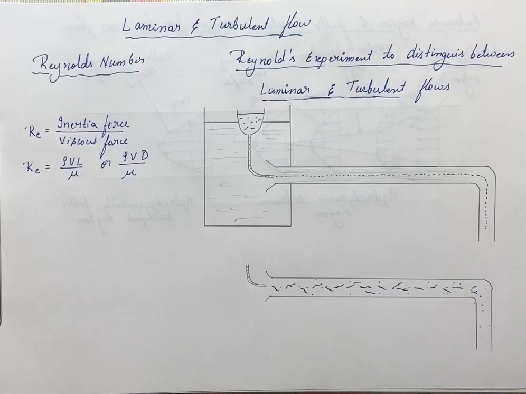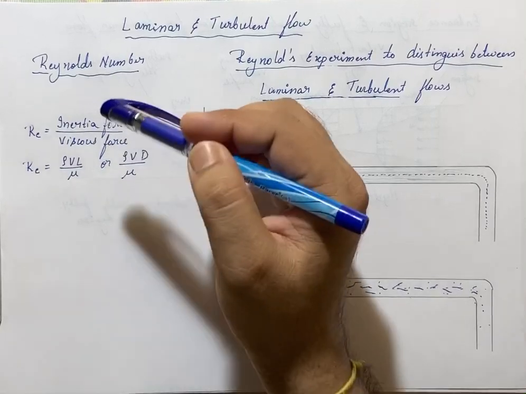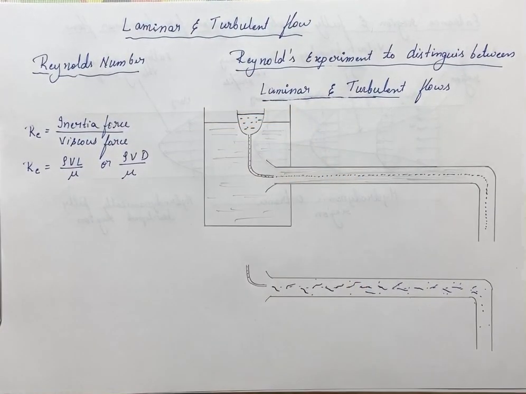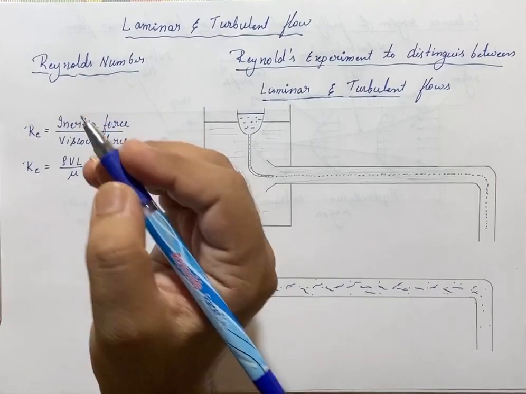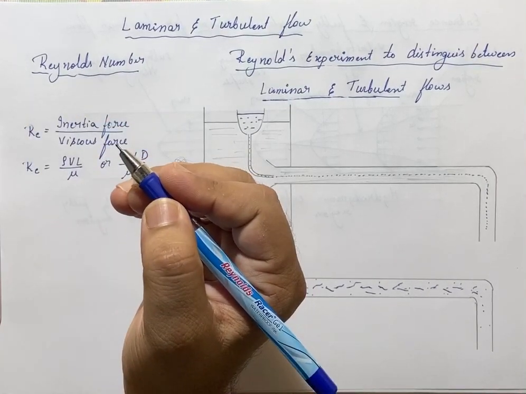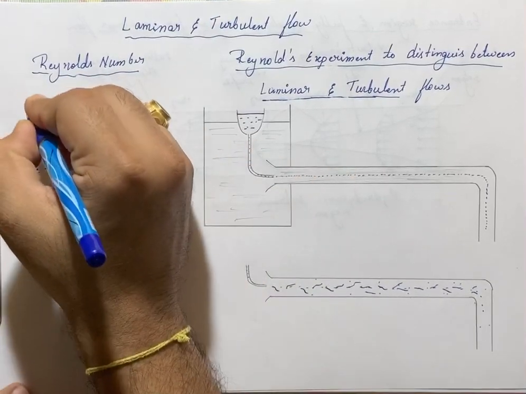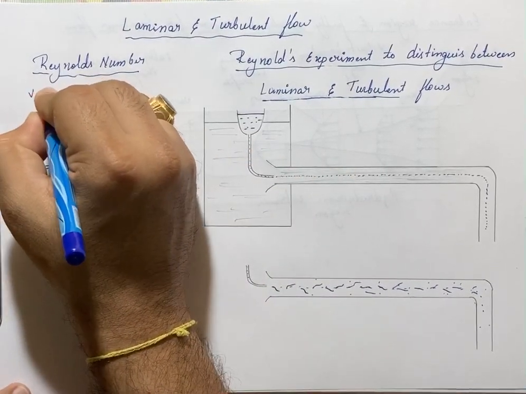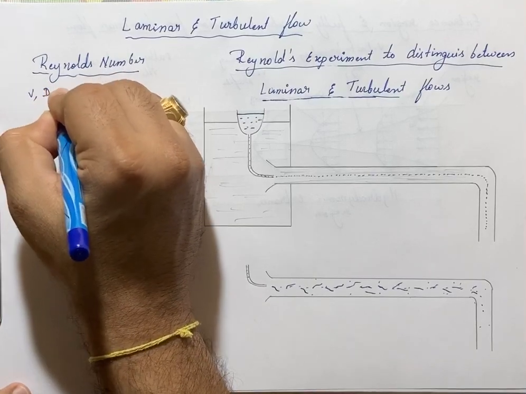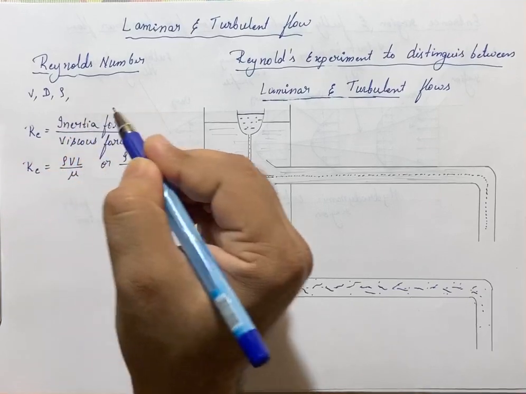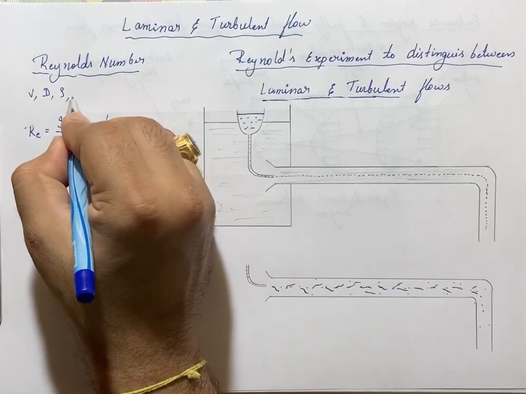Now, what is a Reynolds number? Reynolds number is defined as the ratio of inertia force of the fluid to the viscous force. Right. That means we will be considering a fluid flow which possesses velocity v, the diameter of the pipe is d, the density of the fluid is rho, and the viscosity is mu.